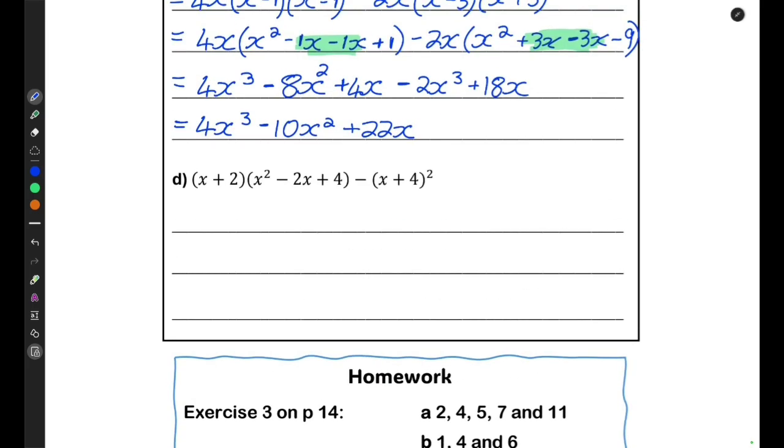Question D, I'm first going to do this binomial times a trinomial, and then I'm going to write out 2 brackets at the end, and then only multiply the minus in. So let's do that step by step. This x I'm going to multiply with all 3, so x cubed minus 2x squared plus 8. Now I'm going to take this 2 and multiply it by all 3, and that's going to give me plus 2x squared minus 4x plus 8.